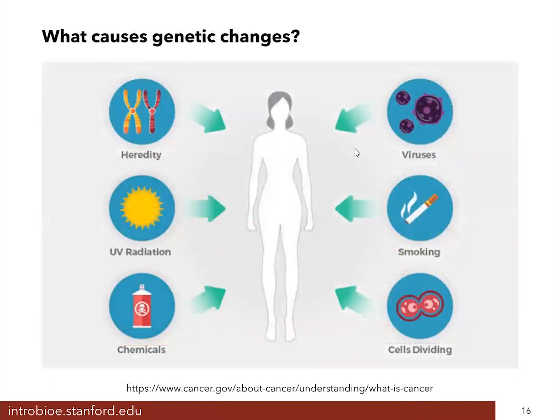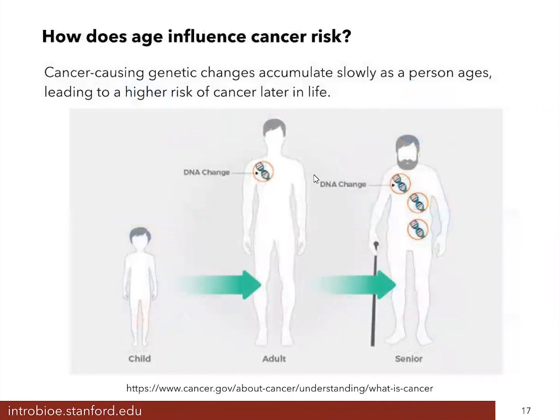Okay. So if genetic changes can underlie cancer, then a good question is what causes genetic changes? You can inherit specific genetic sequences from your parents. That's how the BRCA1 mutation is passed from generation to generation. UV light, though, and chemicals, smoking, these things in your environment can also cause damage to your DNA. Viruses, and then even just the process of cell division can also cause damage to your DNA. And because each of these exposures increase with age, you get more and more DNA mutations as you age. And that is part of why your cancer risk goes up as you age.